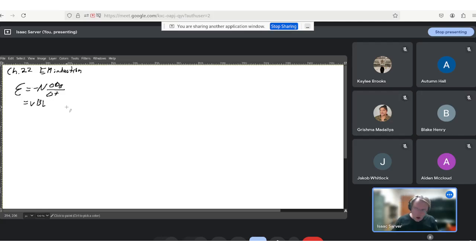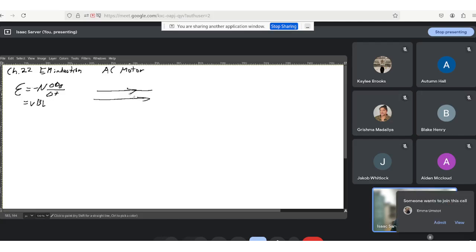All right. So, how does an AC motor work? All right. So we have a magnetic field.